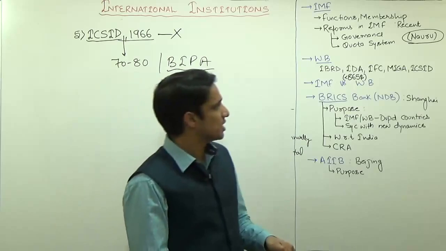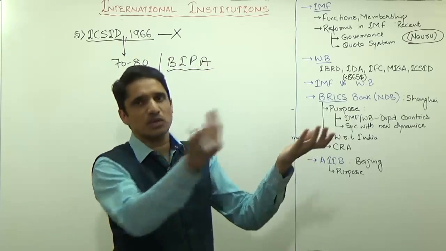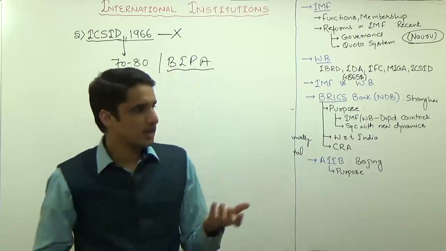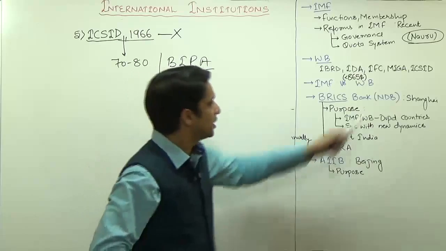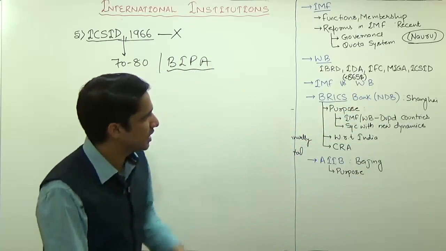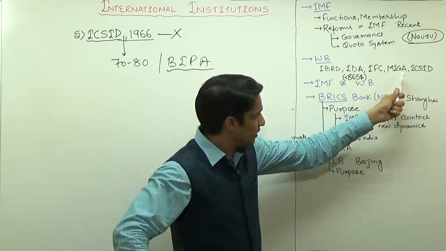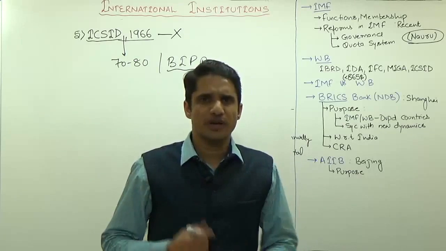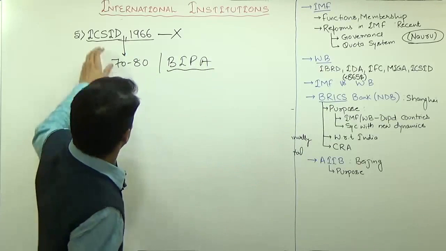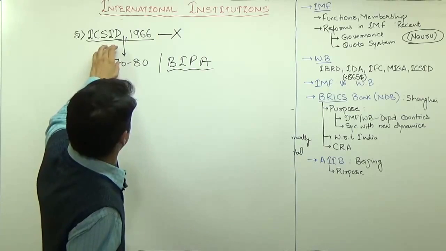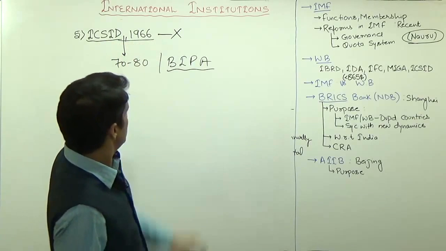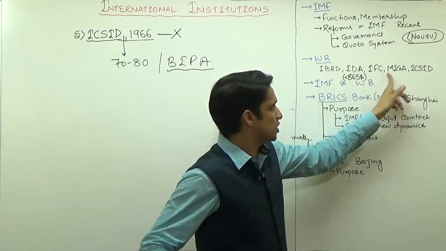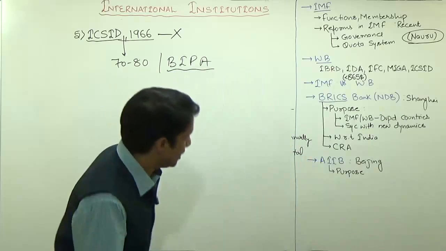Then we have IFC, International Finance Corporation. IFC will lend to the private companies. The rate of interest will be less than the market rate. Then we have MIGA, Multilateral Investment Guarantee Agency. They will give insurance to the private companies for non-commercial risk like war and all these things. Then we have ICSID, the International Center for Settlement of Investment Disputes, established in 1966. The oldest one is IBRD, 1945, and the latest one is MIGA, 1988.